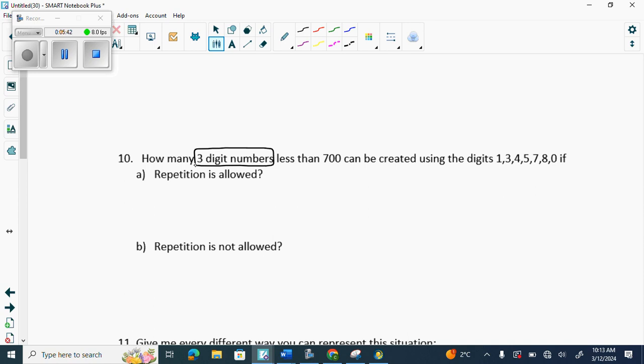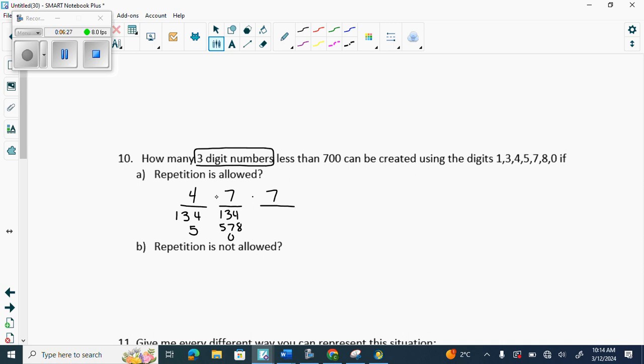So can it start with a 0? No. And it has to be less than 700, so it also can't be 7 or higher. Repetition is allowed. So we have 1, 2, 3 digits. The first number can be 1, 3, 4, or 5, which is how many numbers? 4. Now repetition is allowed, so do I have to box and hold? No. Then I have 1, 3, 4, 5, 7, 8, and 0, which is 7, and then 7 again, right? If it said even, what if it said three-digit numbers less than 700 that are even?